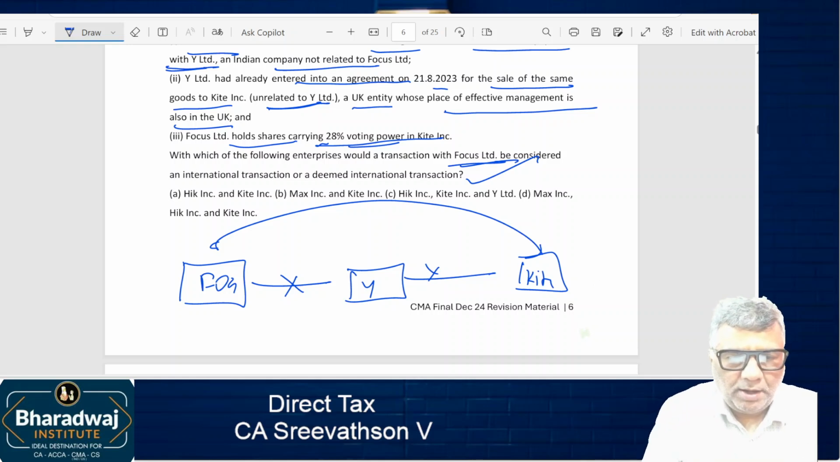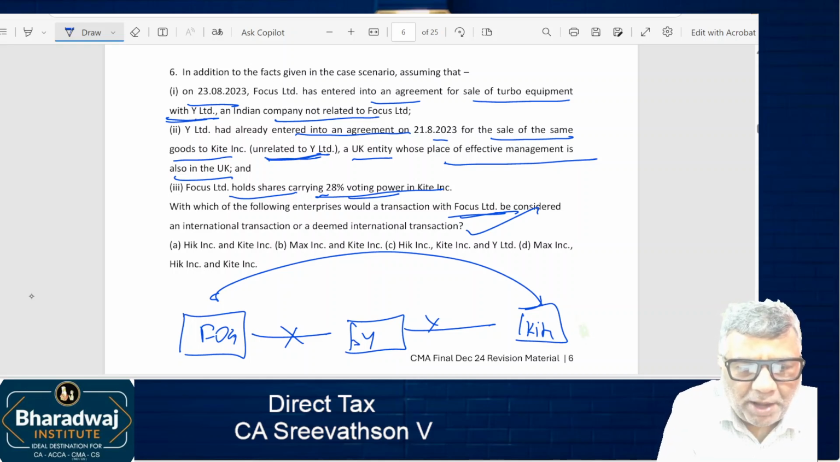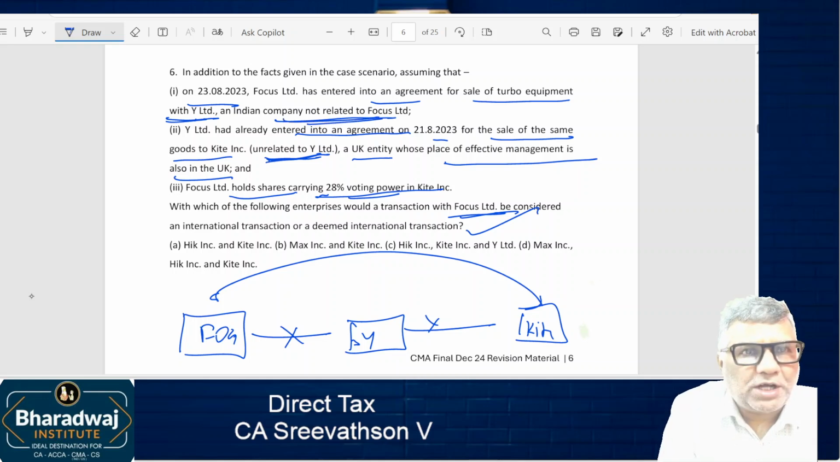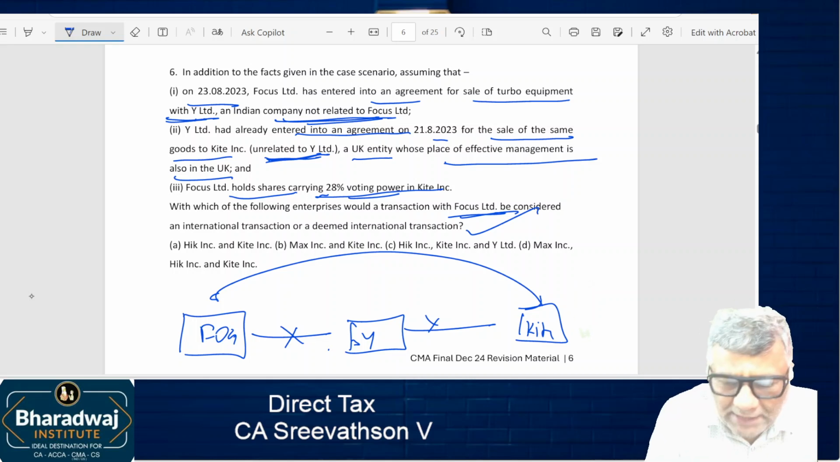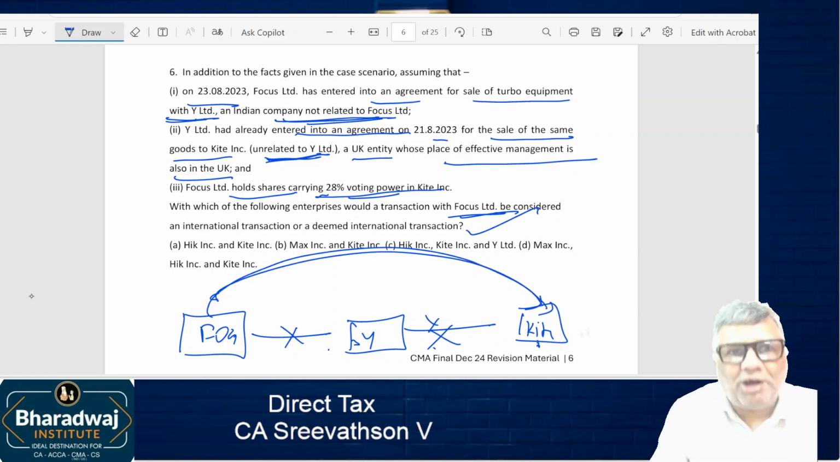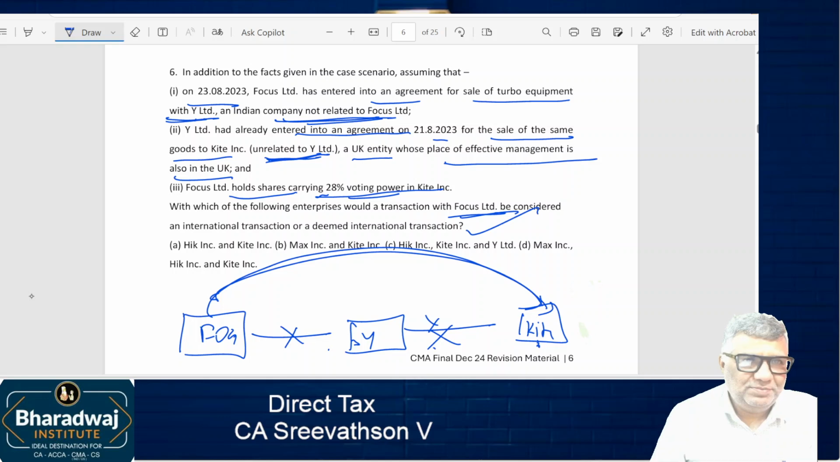Focus Limited entered into an agreement with Y Limited. They are unrelated parties, not related to Focus Limited. So there is no transfer, that is not coming under TP. Y Limited in turn sells to Kite Limited, which is not an associated enterprise, no TP. But when I look into the transaction, these two are associated enterprises. Why am I using Y as a route? To avoid transfer pricing regulation. So it is a deemed international transaction.